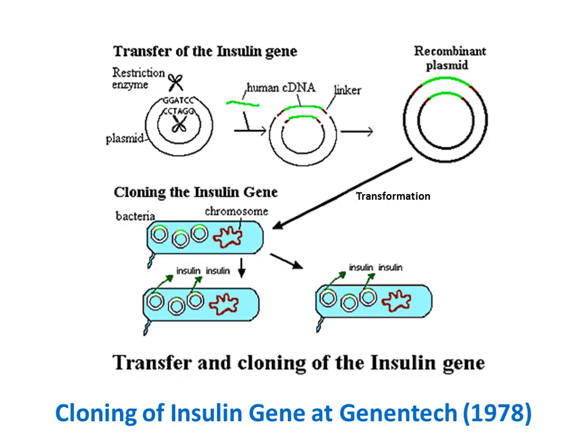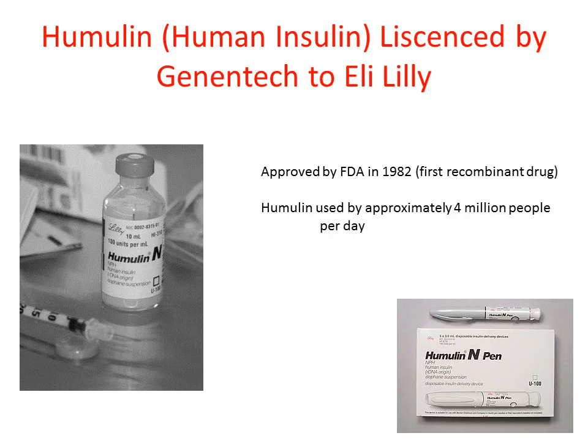And this was happening in the late 70s. And Humulin, which is basically human insulin, was licensed by Genentech and ultimately partnered with Eli Lilly. It was approved by the FDA in 1982 and was the first recombinant drug on the market. It's now used by approximately 4 million people per day.